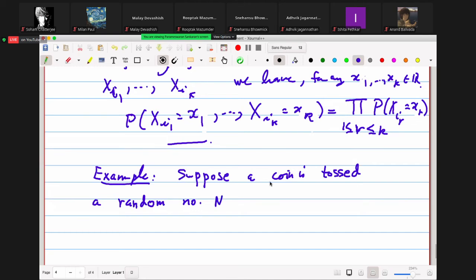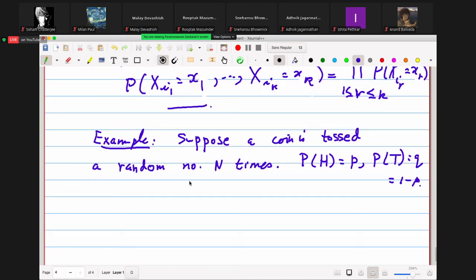Okay. So, of course, it's understood that the probability of heads is equal to P, maybe a biased coin, so the probability of tails is equal to Q, 1 minus P. Okay, fine.